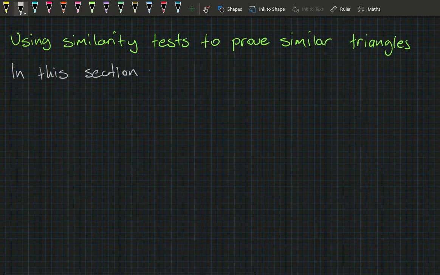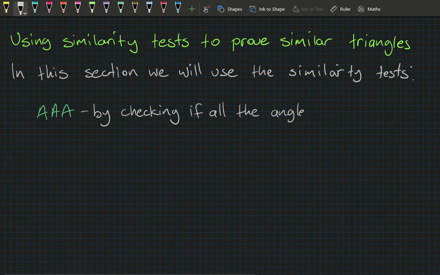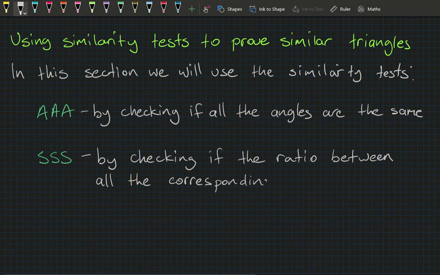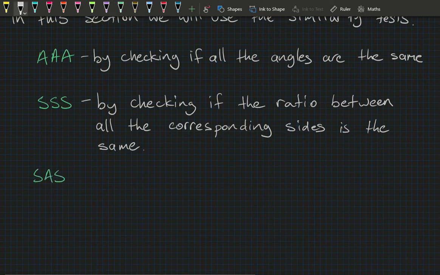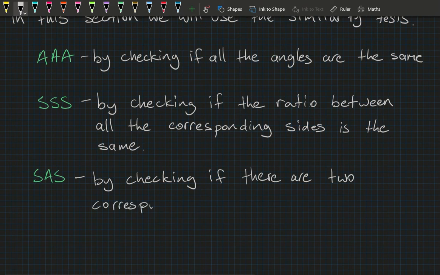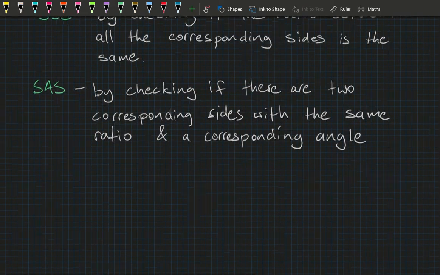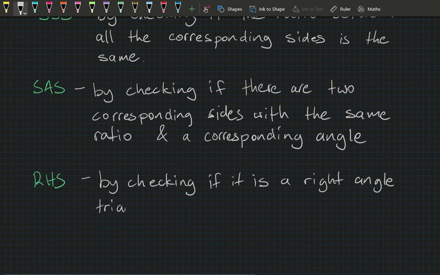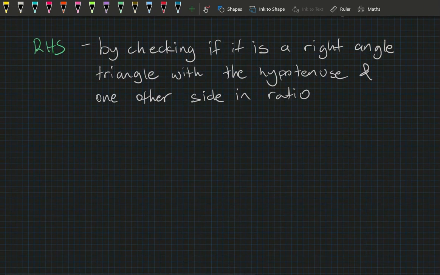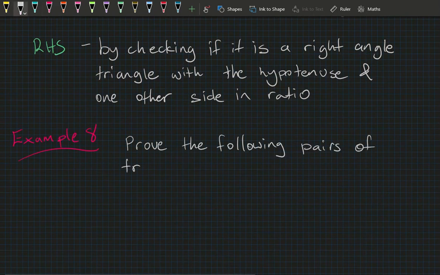In this section, we're going to use the similarity tests: AAA, by checking if all the angles are the same; SSS, by checking if the ratio between all the corresponding sides is the same; SAS, by checking if there are 2 corresponding sides with the same ratio and a corresponding angle; and finally, right angle hypotenuse side, by checking if it is a right angle triangle with the hypotenuse and one other side in ratio. Okay, so let's put these tests to the test in example 8, where we'll prove the following pairs of triangles are similar.